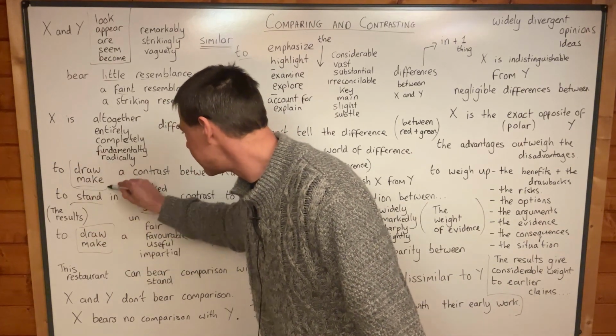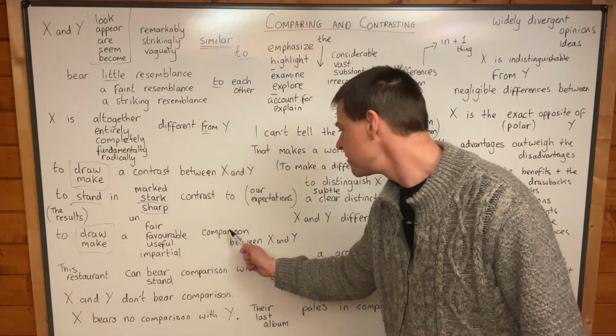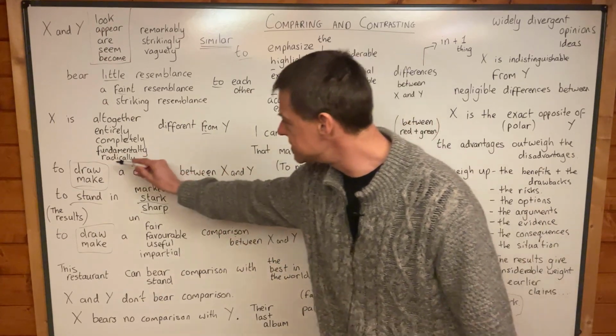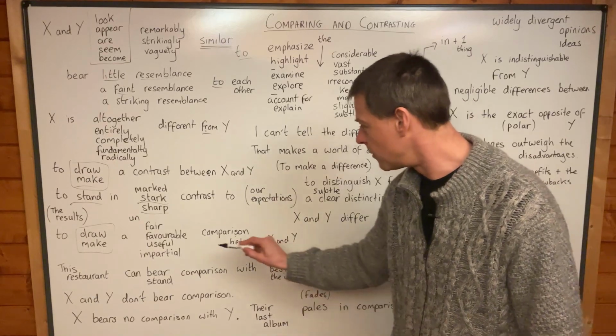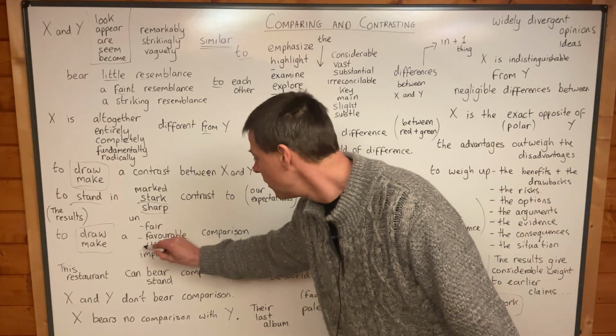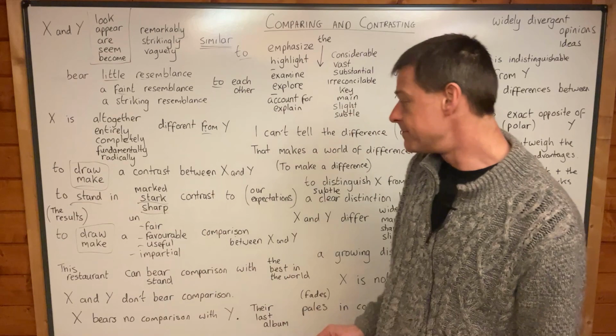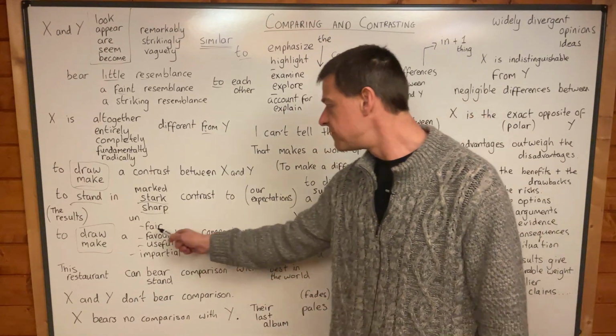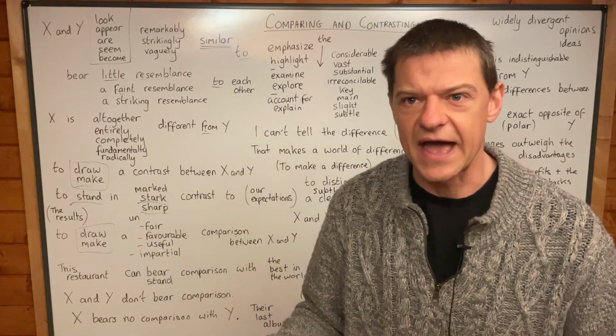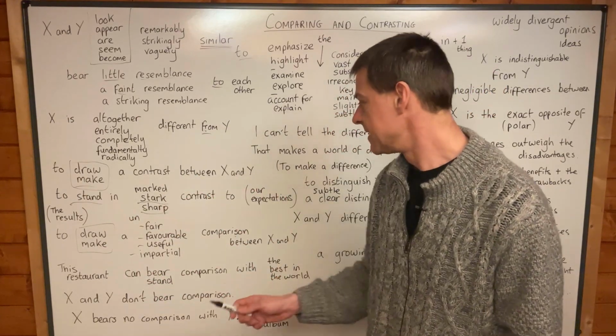Yeah, remember it was draw and make here. Draw and make a fair comparison. So contrast and comparison take the same verbs. You can draw a fair comparison between X and Y, or a favourable one, or a useful one, or an impartial one. And all of those work with comparison. So a fair comparison, yeah, you're being fair when you make that comparison.